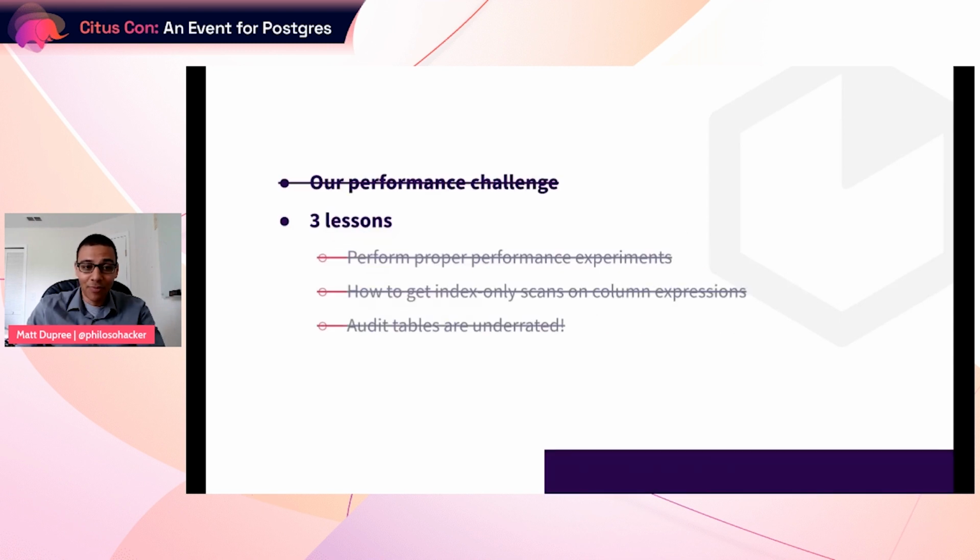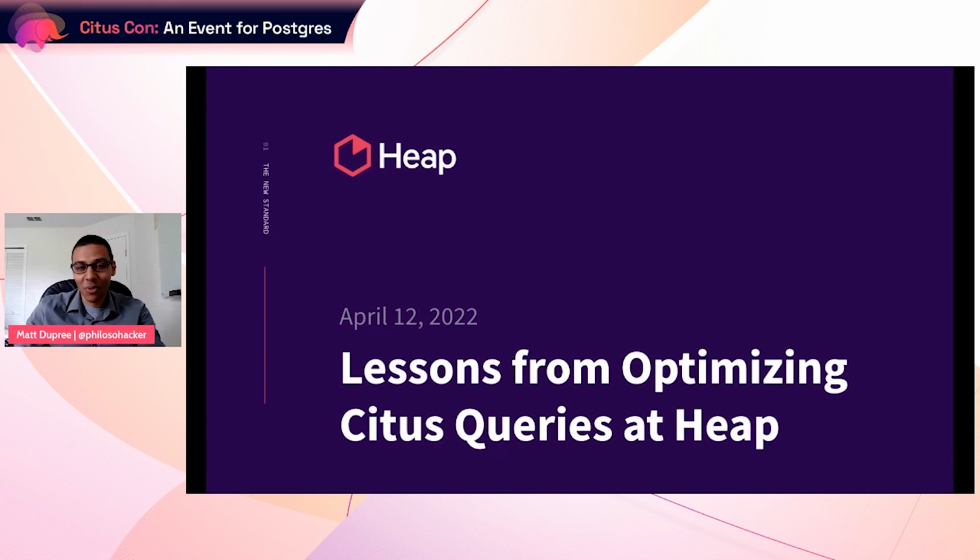So those are the 3 lessons. Quickly recapping what we covered: we talked about the performance challenge at Heap, the fact that we're ingesting billions of events a day, and we need our customers to be able to query those events with a P90 of less than 10 seconds. We talked about 3 lessons, one of which was to perform proper performance experiments when trying to tweak SQL and make it faster. The second lesson was a trick to get index-only scans on column expressions. And the last lesson was to use audit tables when you can. So those are the lessons that we wanted to cover.